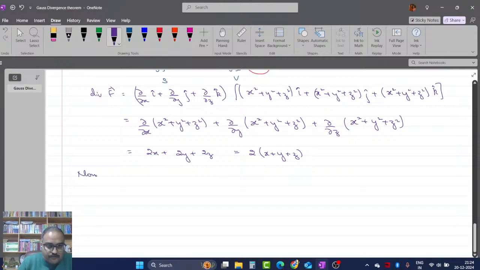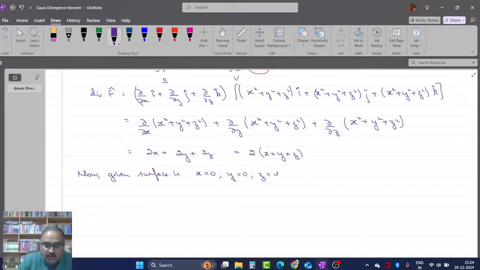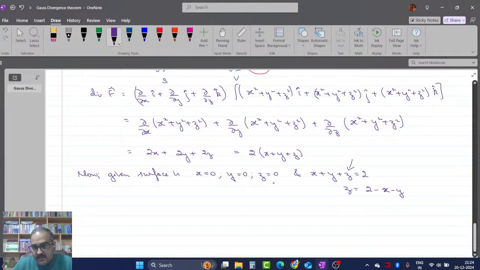Now, given the surface is x equal to 0, y equal to 0, z equal to 0, and x plus y plus z is equal to 2. Keep one thing in mind: always start from the back side, that is z. So z will be equal to 2 minus x minus y. That means z is varying from z equal to 0 to z is equal to this part.